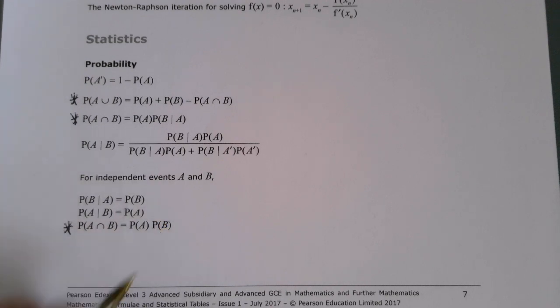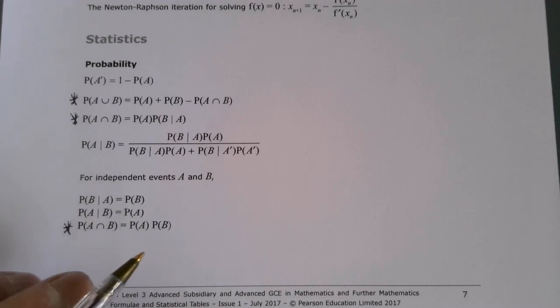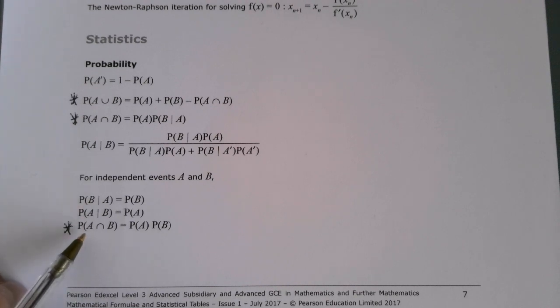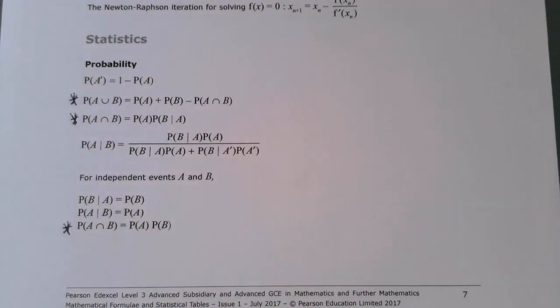If that isn't true, it means that when A happens, B is in some way affected, or when B happens, A is in some way affected. They're not independent. So this is the way we test if two events are independent. If they are, then one probability times the other equals the intersection. So that one is one we have to use, although I'm not sure we need it printed in the formula book. The second one, this one here, I'm not sure we need.